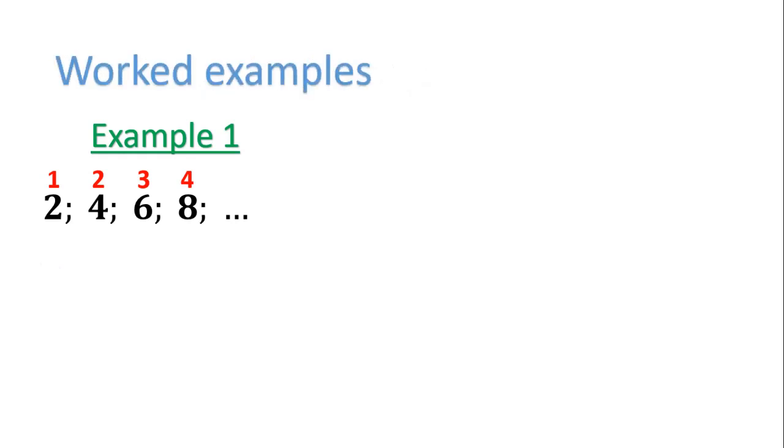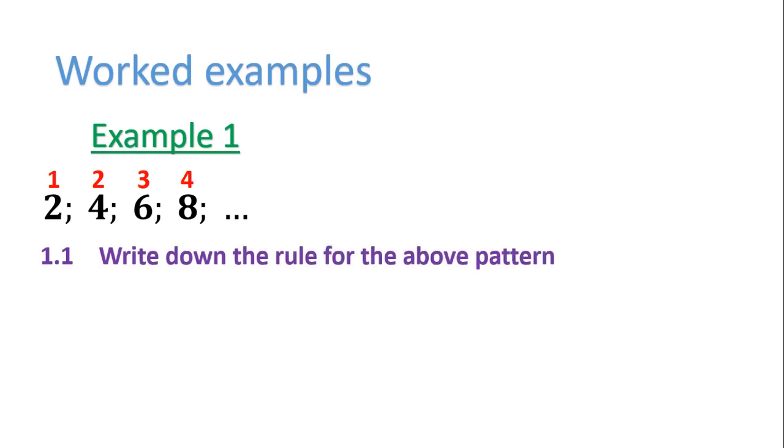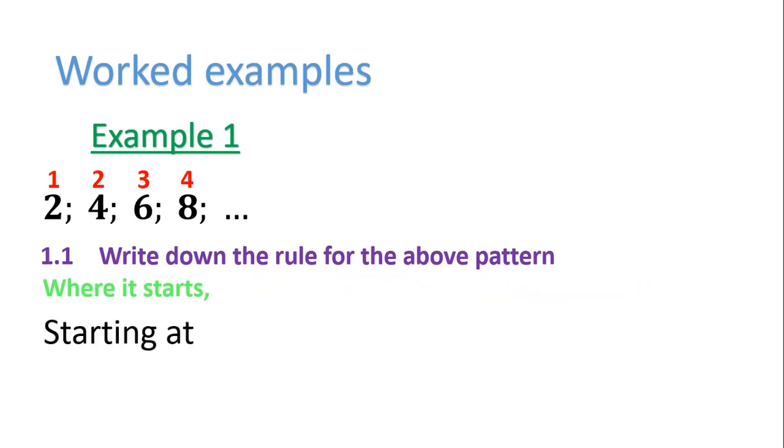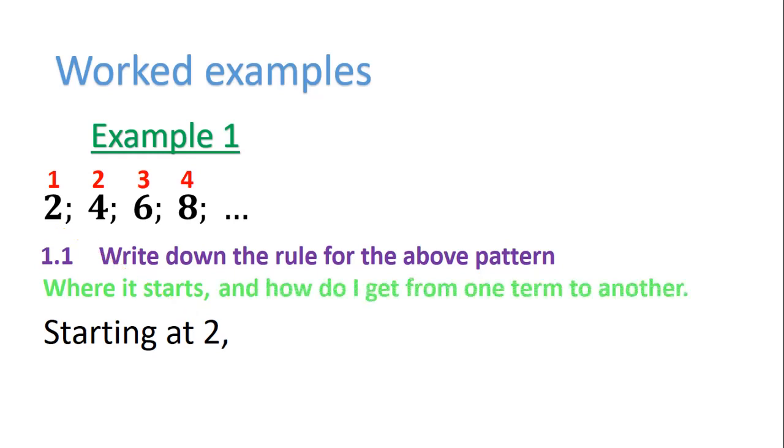So let's look at 2 worked examples. I'm going to carry on with example 1. So 1.1, write down the rule for the above pattern. There's a specific structure that we use, where it starts and how do I get from one term to another. That's how we break it down. So let's look at where it starts. It's very simple. We write down starting at, and this example starts at 2, so it's starting at 2, then comma, and now we write the second part. How do I get from one term to another?